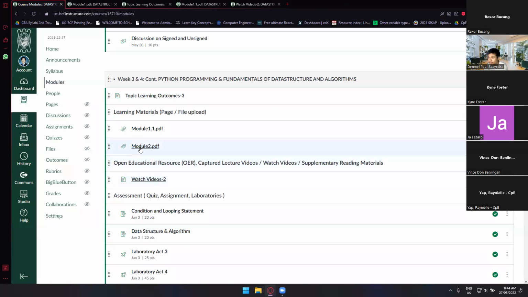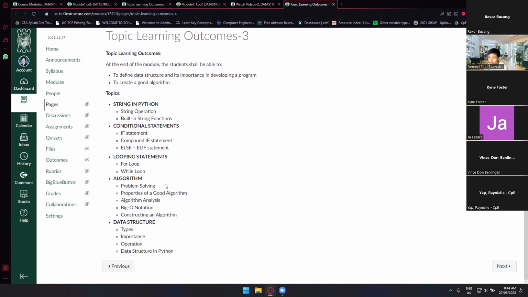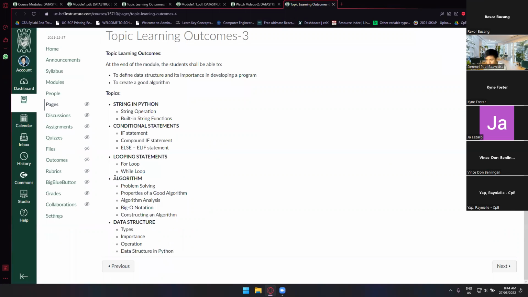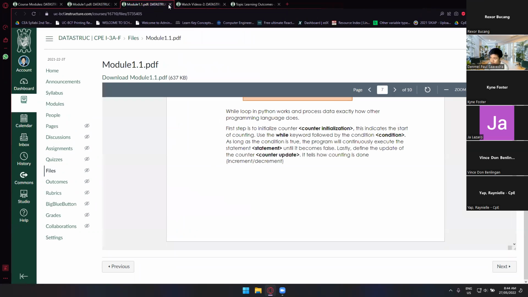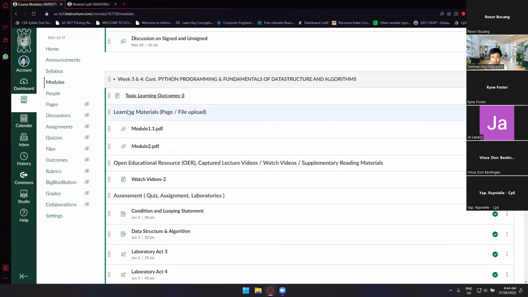So are you guys ready now to discuss module 2? Just check the topic outcome. This is module 1.1 for this week. And then for module 2, this is the one that we're going to discuss, the algorithm and the data structure. So are you guys ready now to listen for module 2? Hello? Are you guys there? Yes, sir.